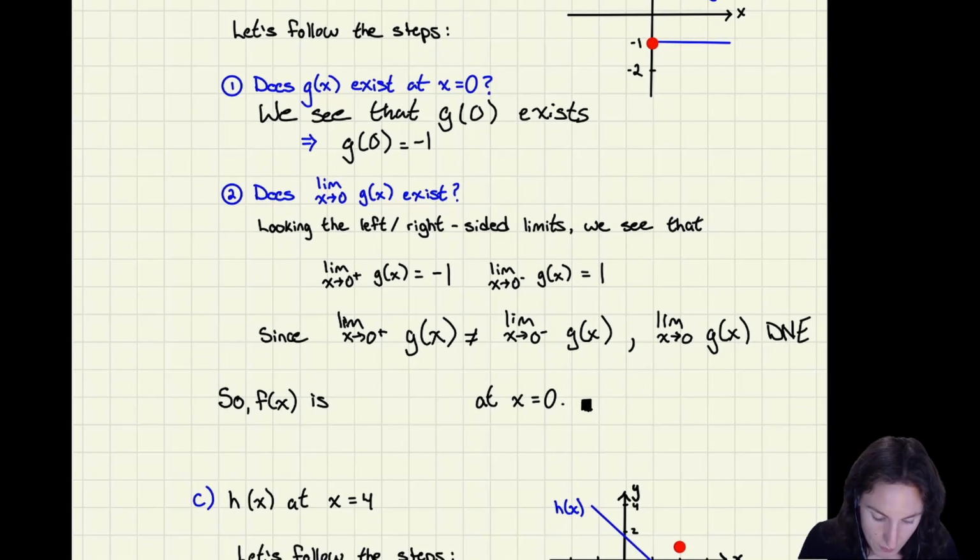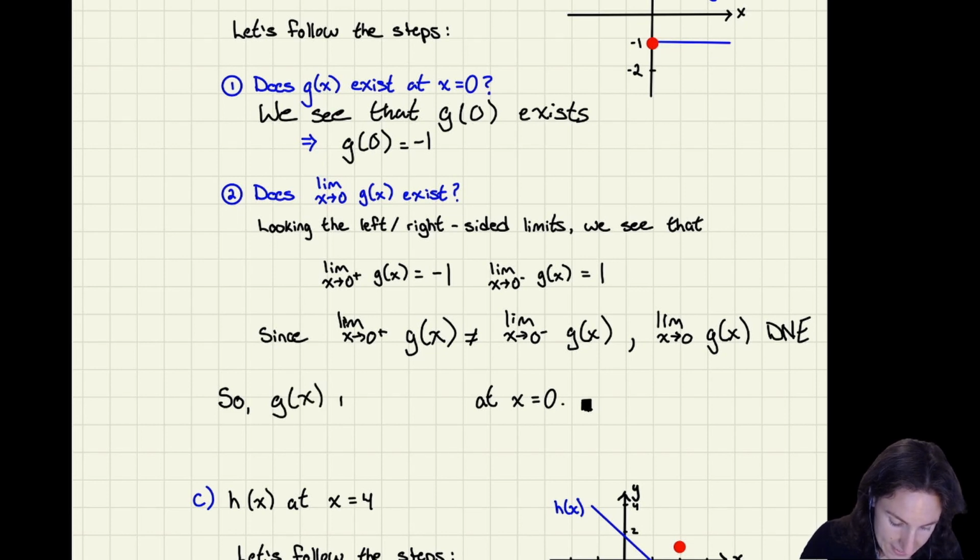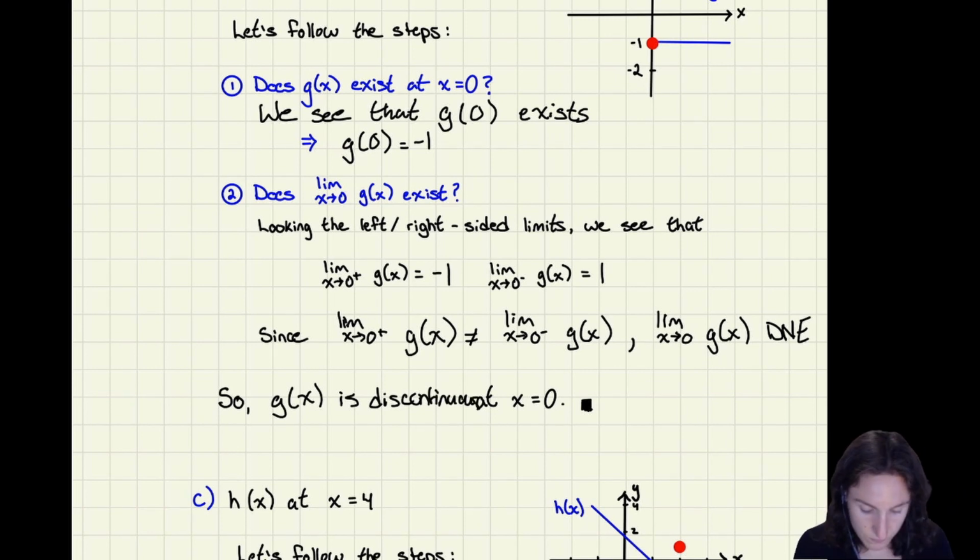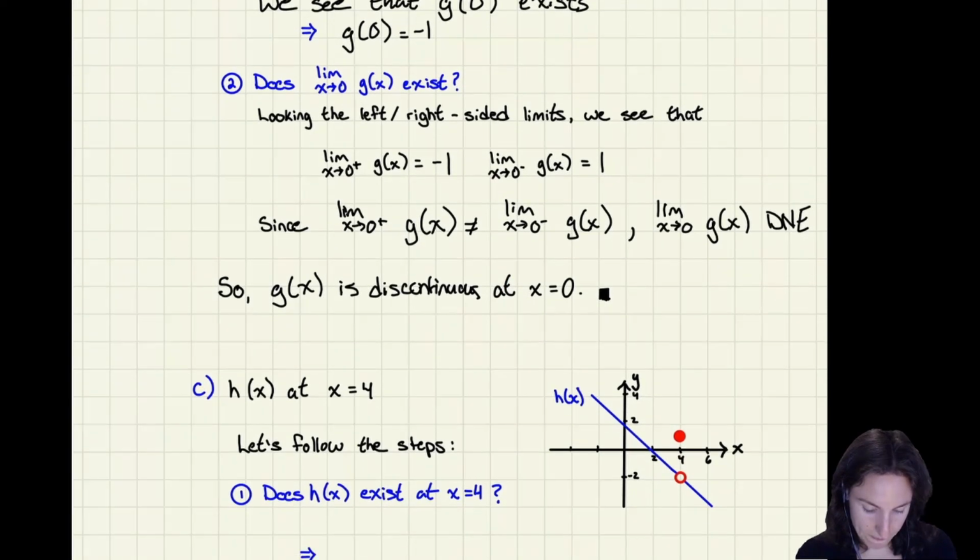So what does that mean about our function? It means our g of x is discontinuous at x equals 0.